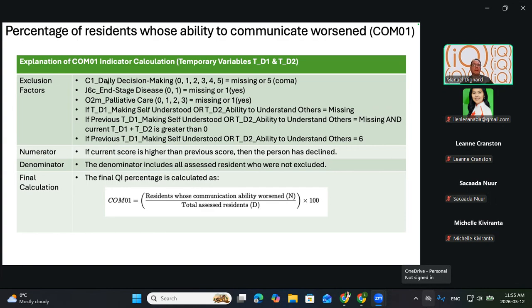We have our frequent flyers here. And if you were a 6 before, meaning it's as bad as it could get, you can't get any worse, we're not going to look at you. So if any of these are there, we're not calculating you. If they're not there, you're part of the denominator. And if your current score is higher than the previous, you've declined, you will be part of that numerator.